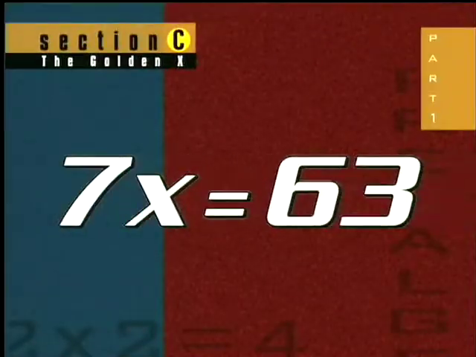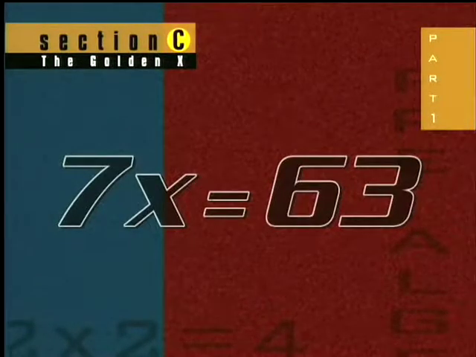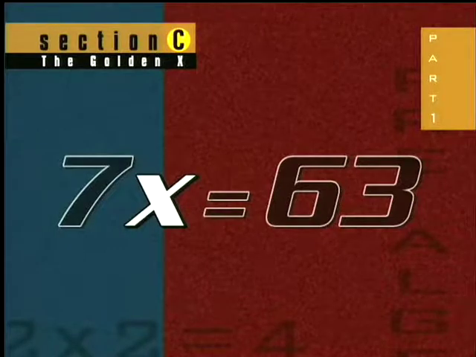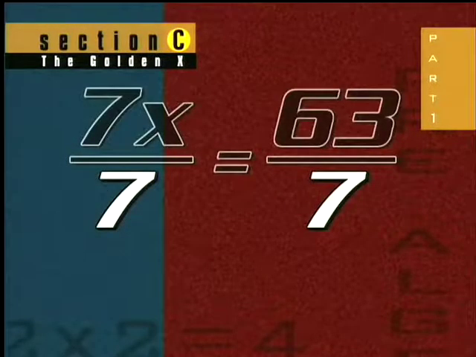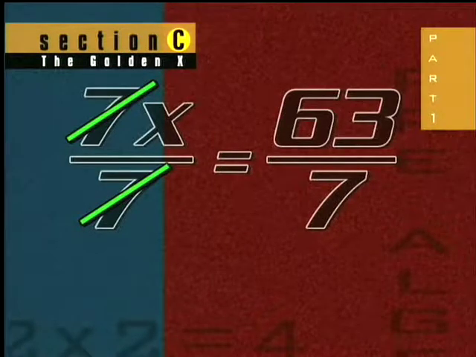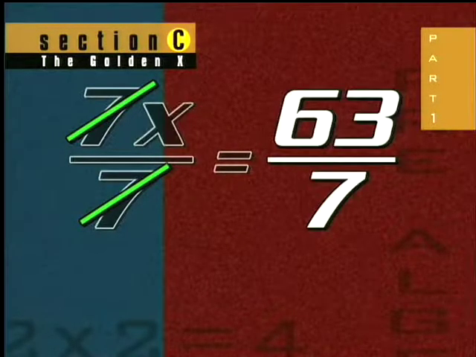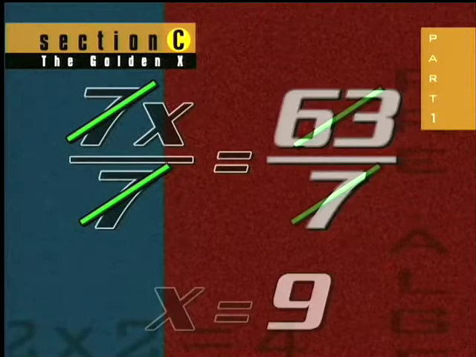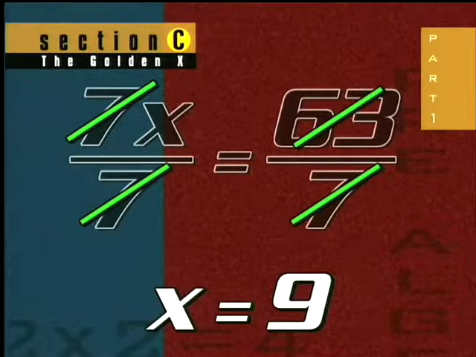What if we had 7x equals 63? Well, we know that 7x means 7 times x, so in order to get the x alone, we've got to divide both sides by 7. When we do this, our 7's on the left cancel out, and we're left with x. And when we divide our 7 into 63 on the right, we get 9. So we've got x equals 9.